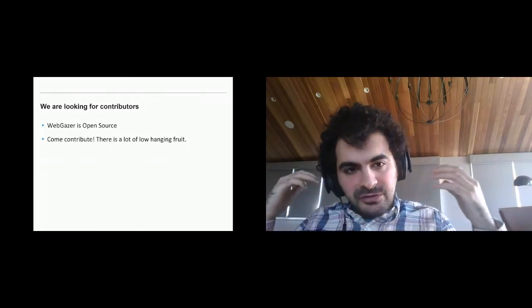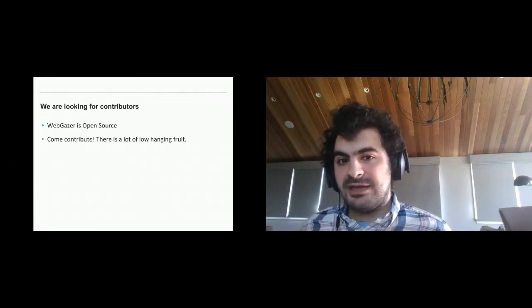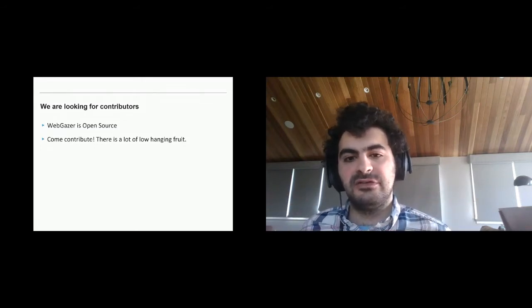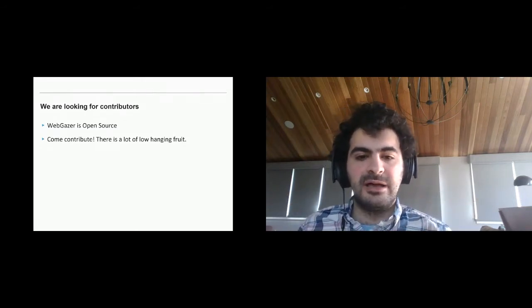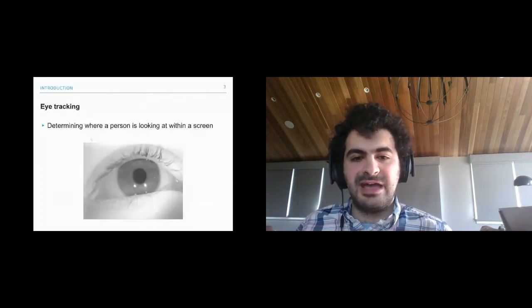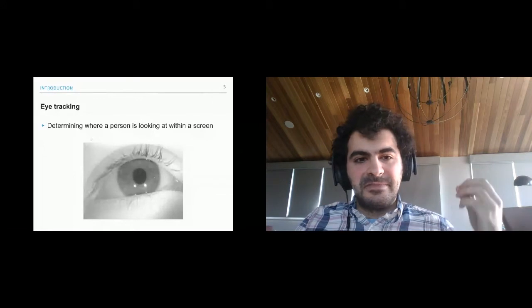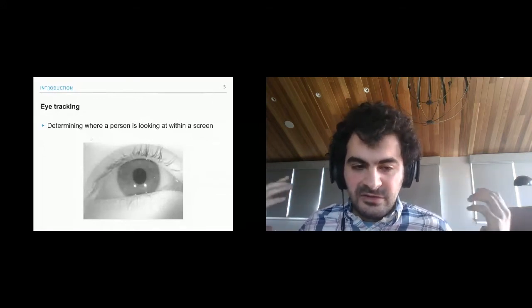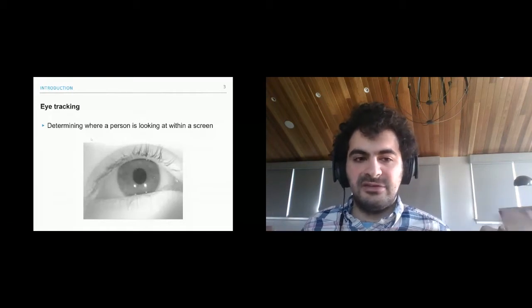So first and foremost, what is eye tracking? It's pretty simple. The idea is we are determining where a person is looking on the screen, and to do that you need to identify the eyes. There's lots of very expensive hardware to do this. It's been an active area of research since the 1900s.